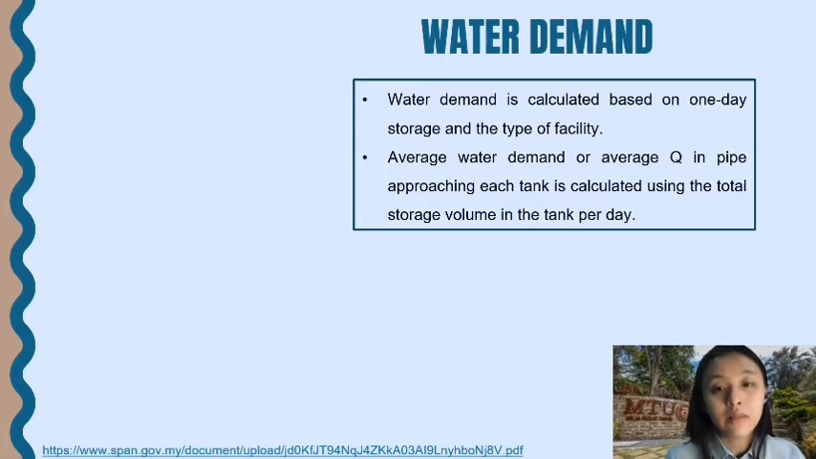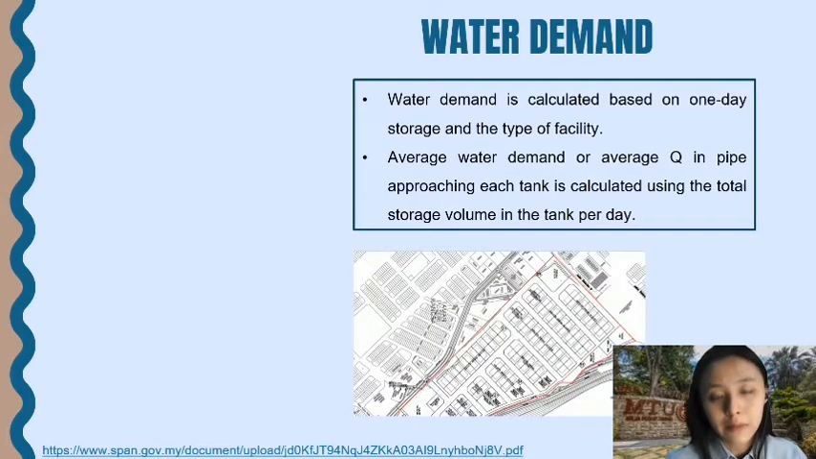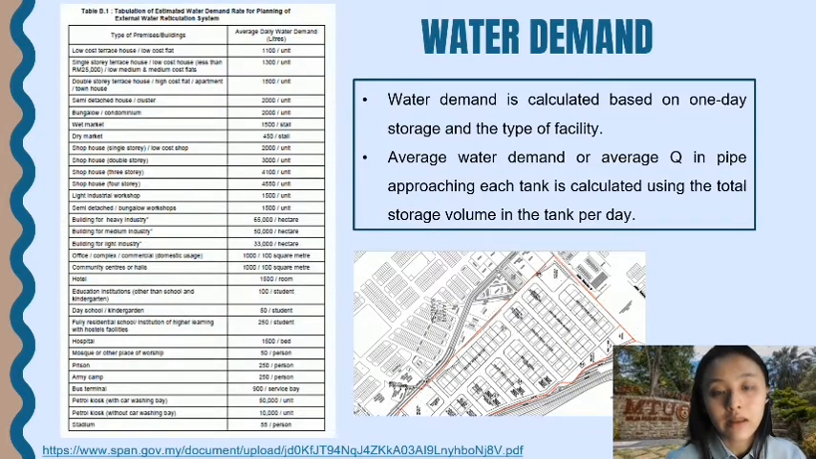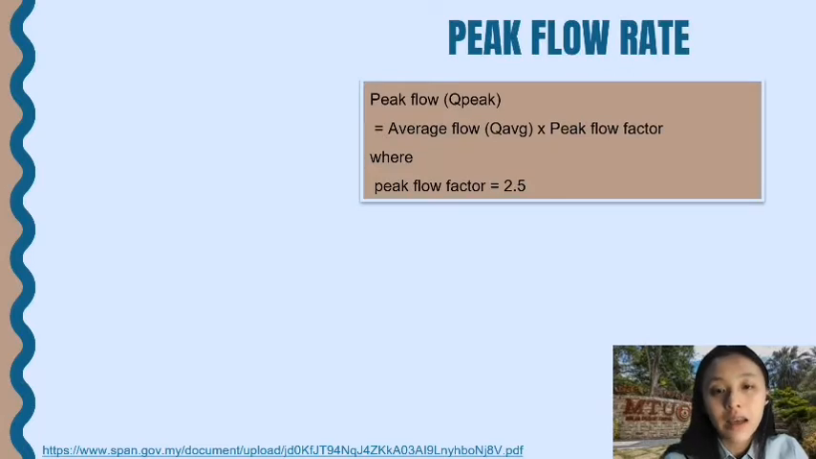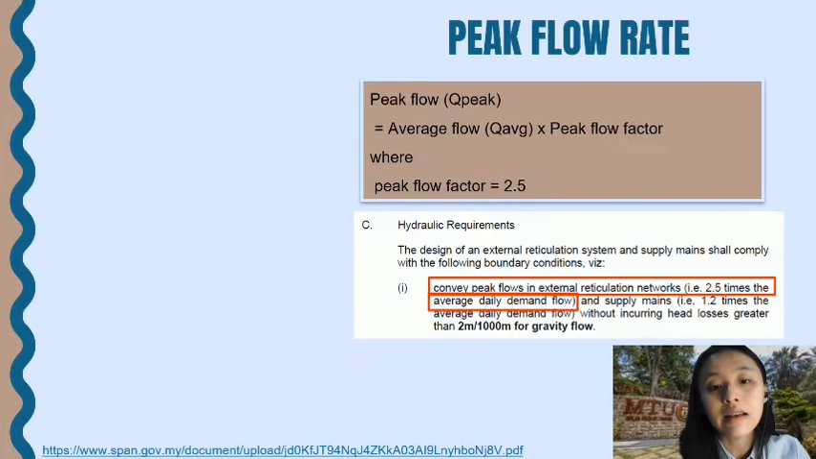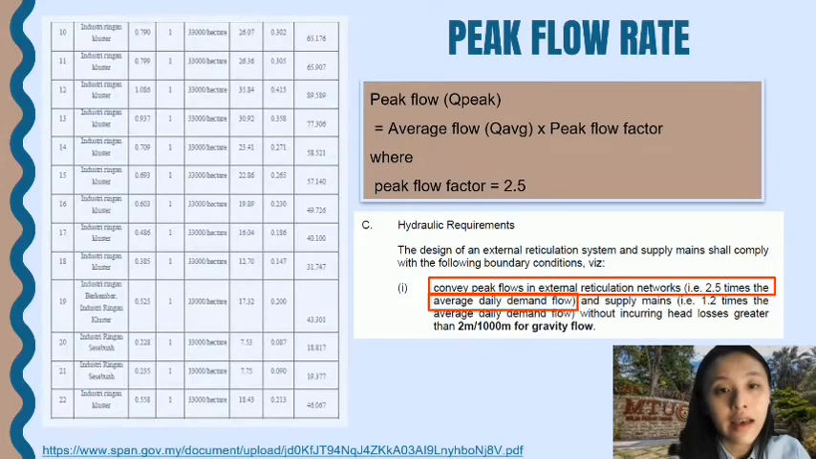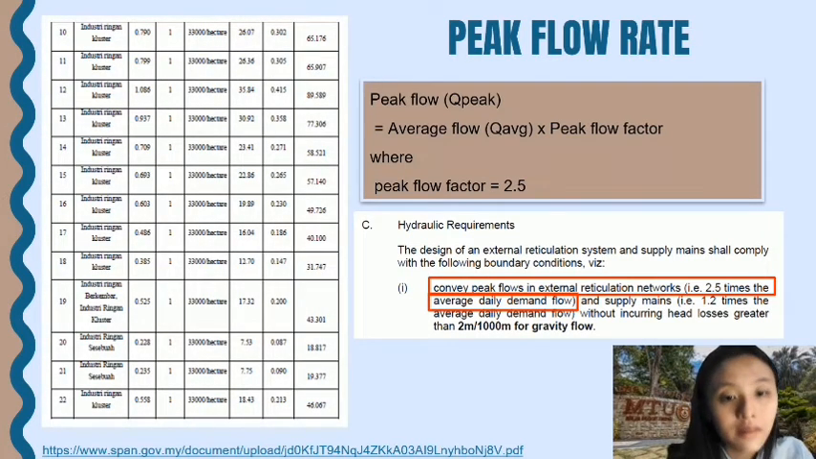So for the water demand, we have to calculate it based on 1-day storage and the type of facility. Because from the plan layout, there are different users, and we can choose the water demand based on the tabulation given by SPAN. The average water demand in the pipe approaching each tank is calculated using the total storage volume in the tank per day. After the average flow is calculated, we have to find the peak flow by multiplying the average flow with the peak flow factor. The peak flow factor used for this project is 2.5 according to the SPAN hydraulic requirements. And this is the result of our peak flow rate.